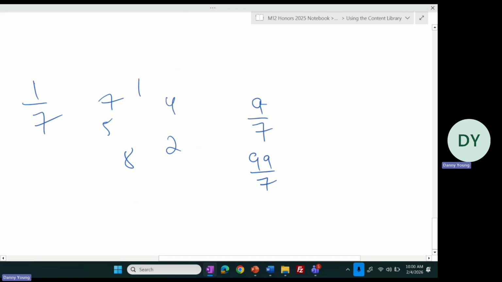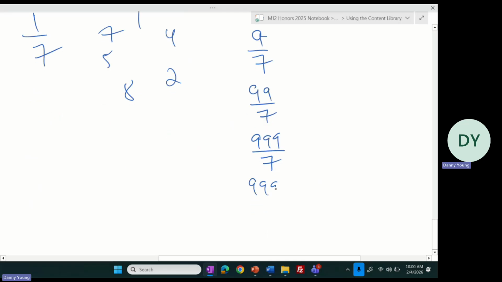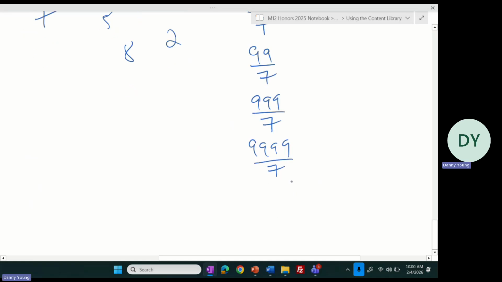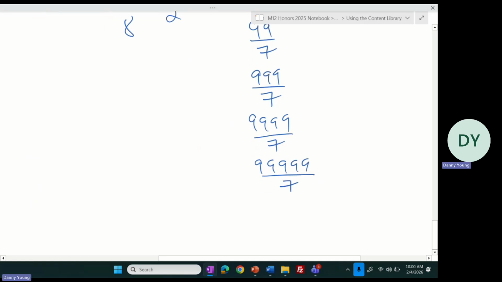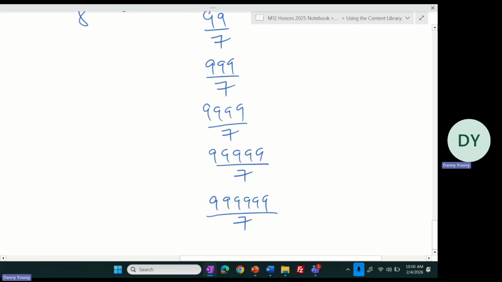How about 3 nines? Is that divisible by 7? Also no. How about 4 nines? Also no. How about 5 nines? No. How about 6 nines? Is it divisible by 7? The answer is yes. If you go 6 nines divided by 7, you'll get 1, 4, 2, 8, 5, 7.